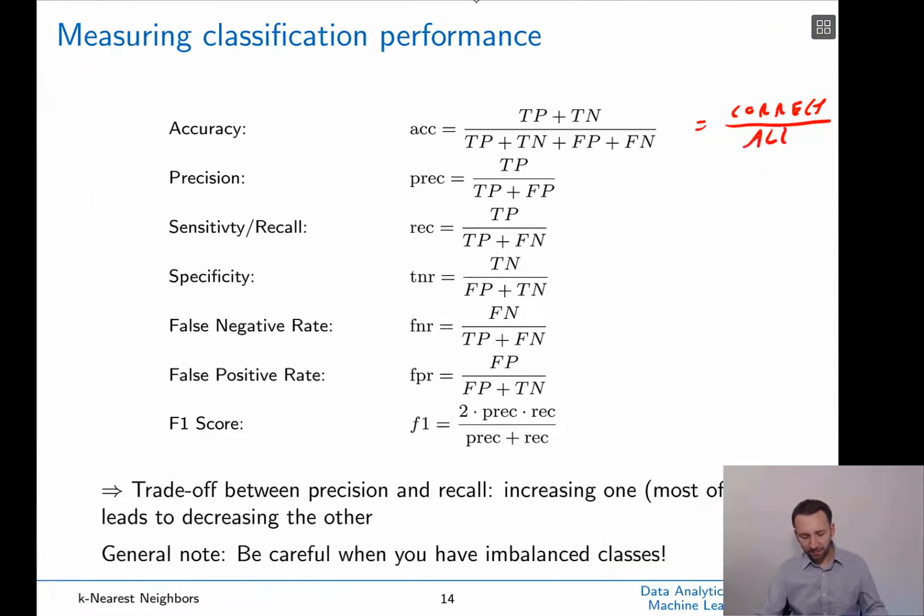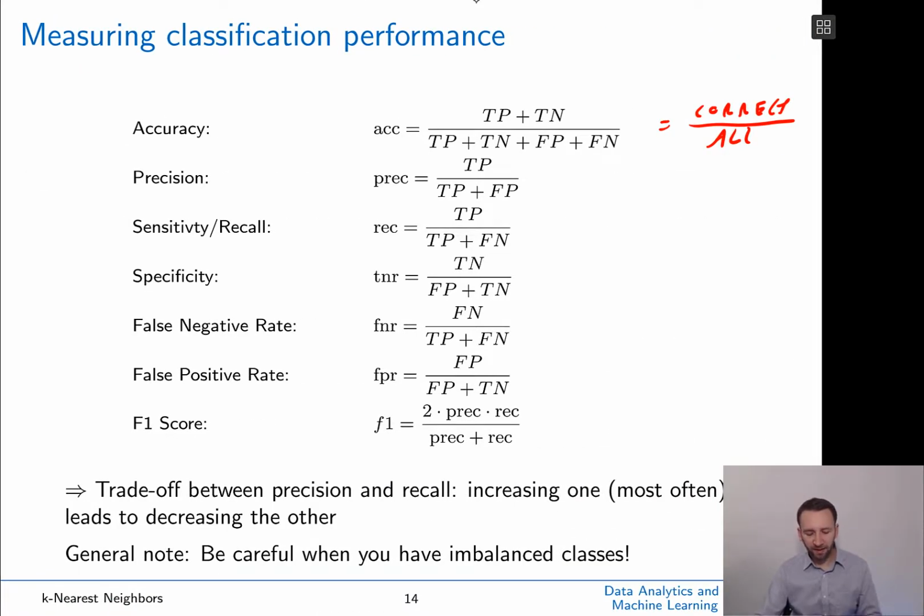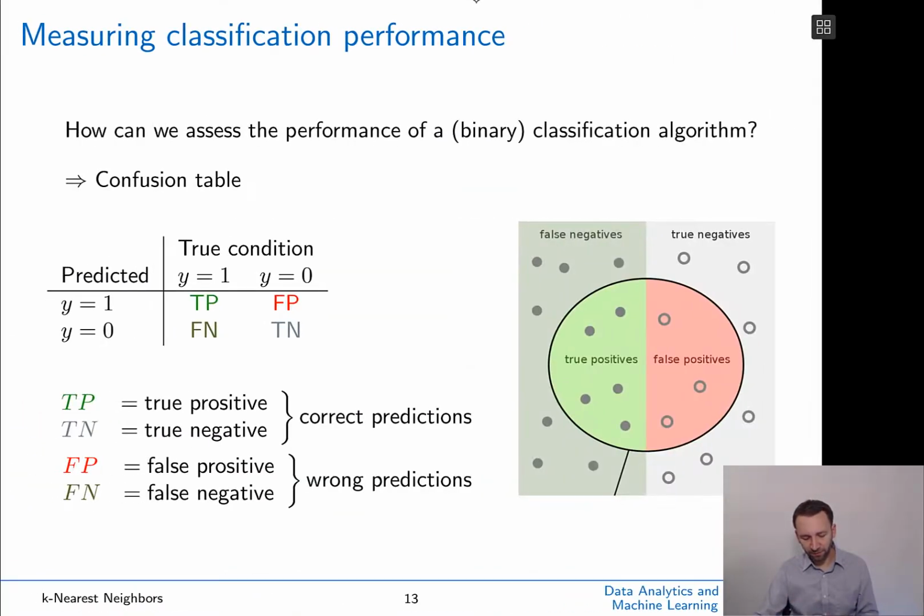But then, as you can imagine, there are many other measures, like precision, for example, which measures the ratio of true positives divided by the true positives and false positives. And it's easiest to show it here.